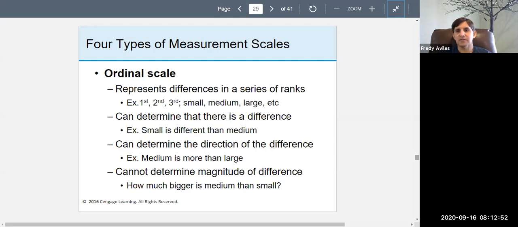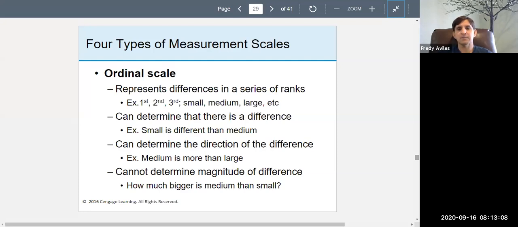You can determine that there is a difference among these, right? Small is different than medium, medium different than large, first to second and third, etc., right? You know that there's a difference, okay? And you can determine the direction of the difference. You can determine which one's bigger, which one's smaller, right?